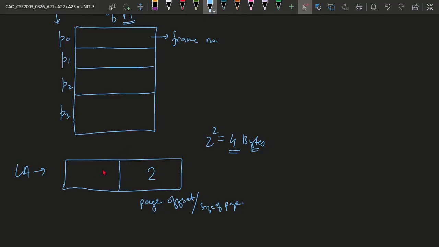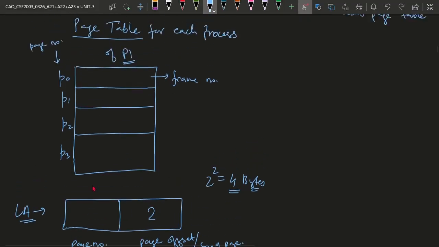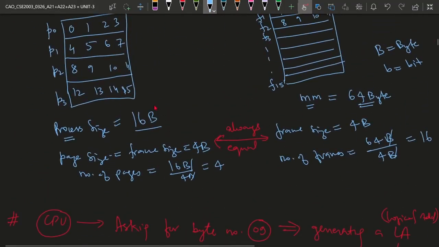Similarly, next will be the page number. The next few bits, the MSB bits, will be indicating the page number. So the logical address will have the page offset, along with the page number. So how will this page number be indicated?